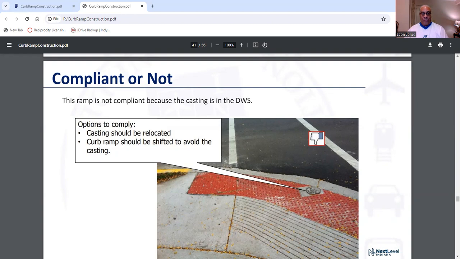So now, here's what I would do if you have a casting. We can always relocate the casting. And if you also want to avoid the casting, you could shift the curb ramp. Those are your two options.